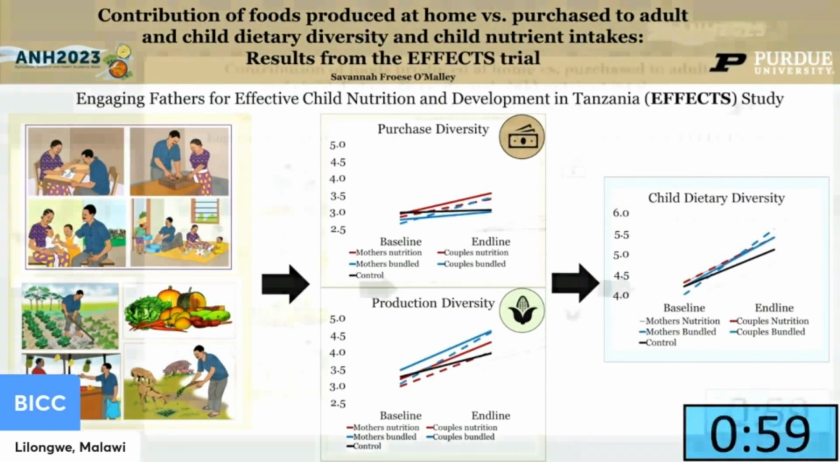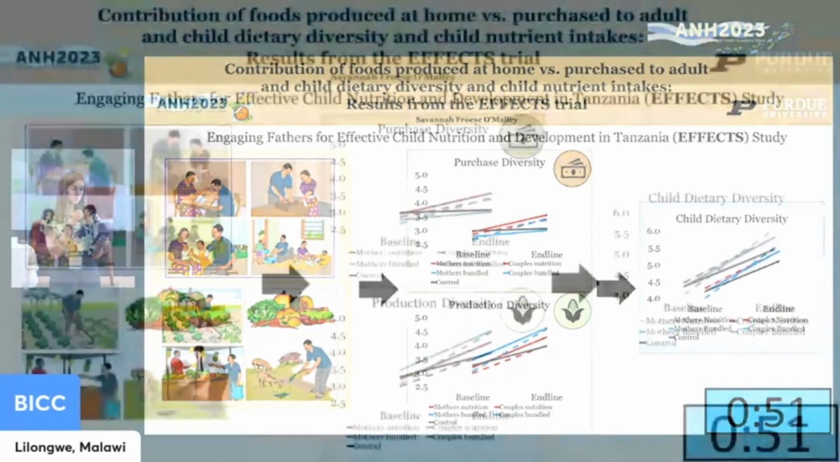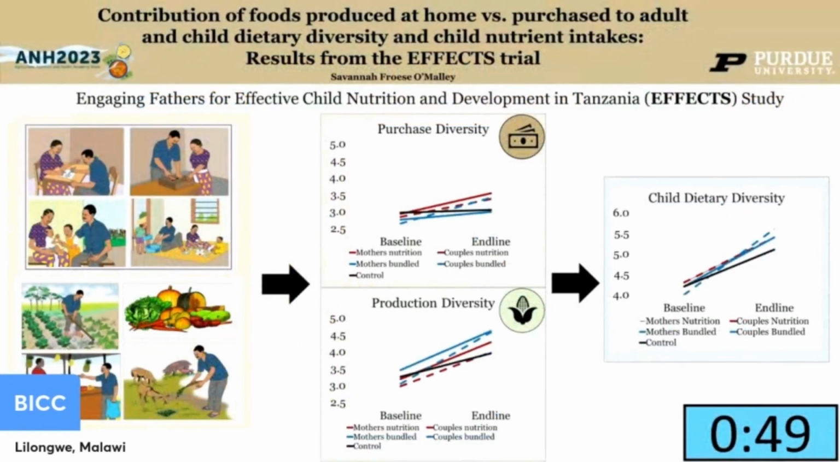How can we improve child diets in rural areas? The EFFECT study is a randomized controlled trial conducted in Tanzania. We utilized two pathways to improve food access: 1, encouraging families to purchase diverse foods at local markets, and 2, encouraging families to produce diverse foods at home. We tested the effect of engaging fathers alongside mothers and the effect of including parenting alongside nutrition messages.